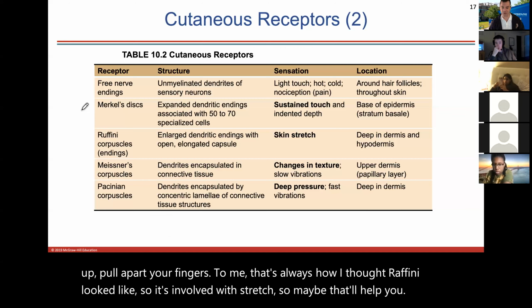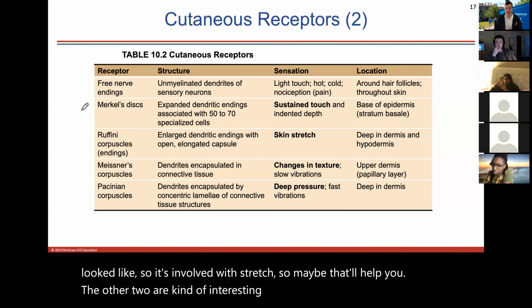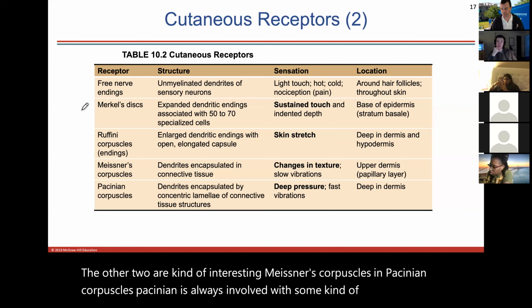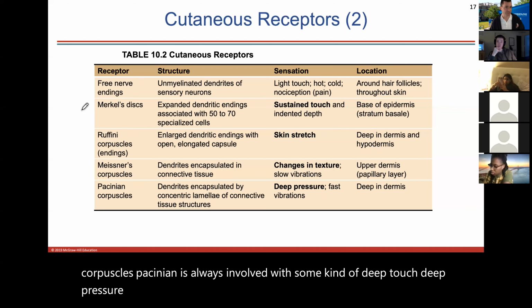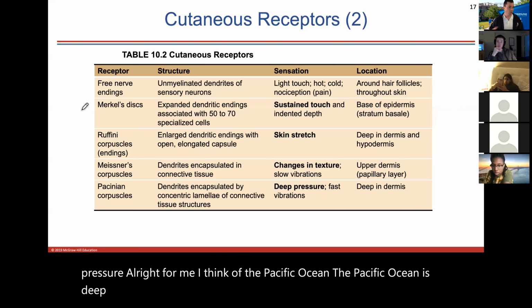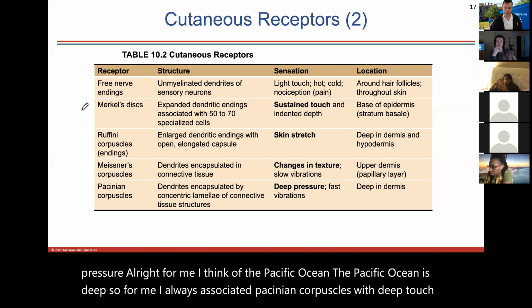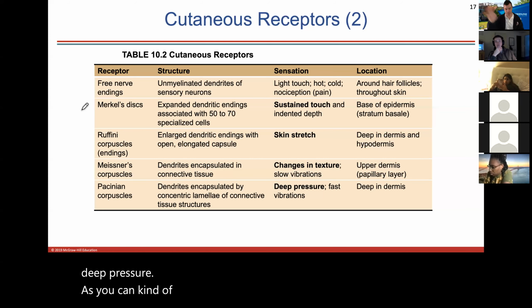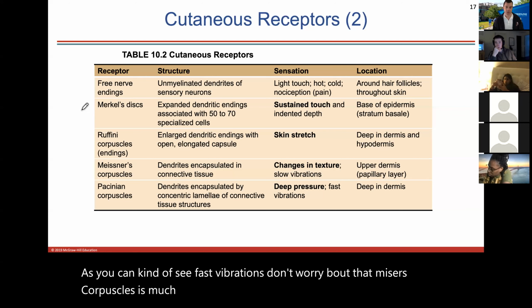The other two are kind of interesting. Meissner's corpuscles and Pacinian corpuscles. Pacinian is always involved with some kind of deep touch, deep pressure. For me, I think of the Pacific Ocean. The Pacific Ocean is deep. So I always associated Pacinian corpuscles with deep touch, deep pressure. As you can kind of see, fast vibrations. Don't worry about that.